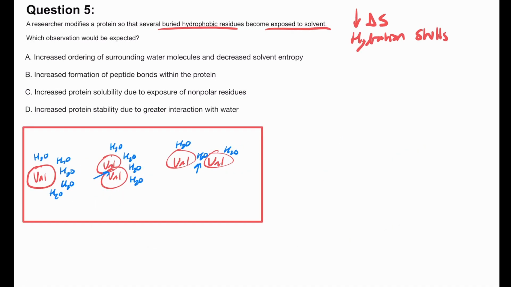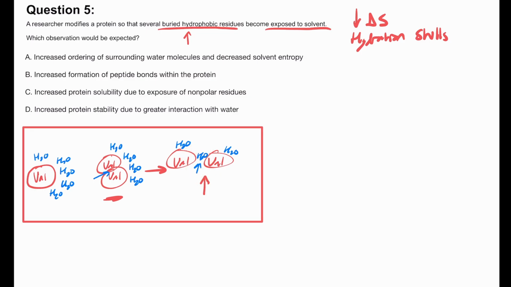Answer choice A, increased ordering of surrounding water molecules and decreased solvent entropy. Well, that makes sense. That's literally what we talked about. If we're exposing buried residues to solvent, we see we're doing this. So we're going from this case to this case. And so what do we see? We're increasing the order of surrounding water molecules.